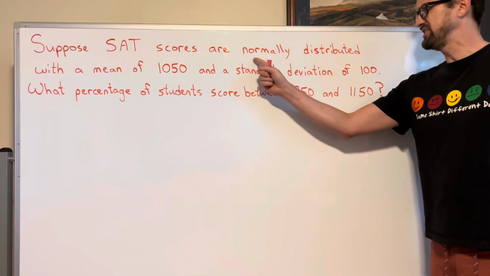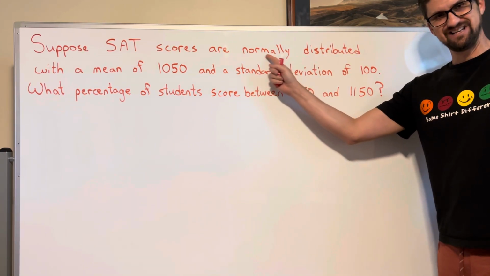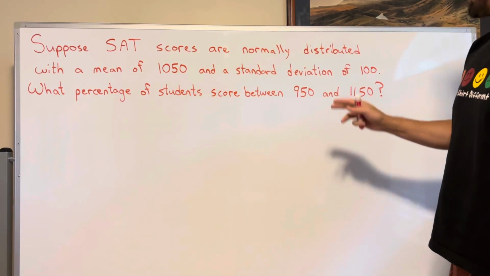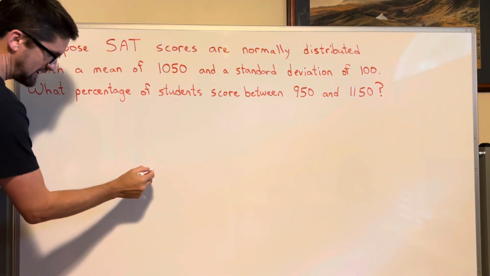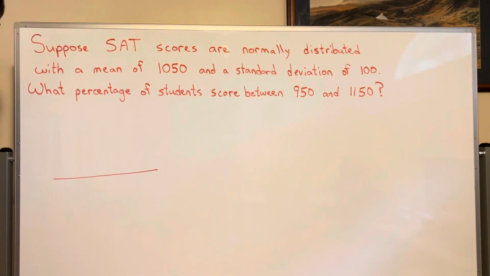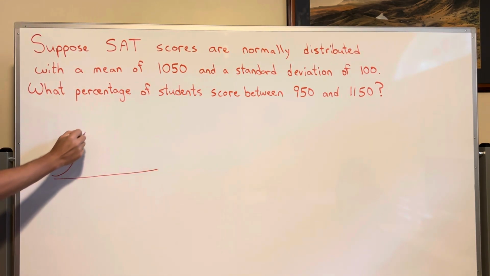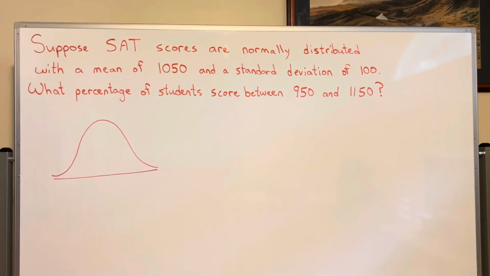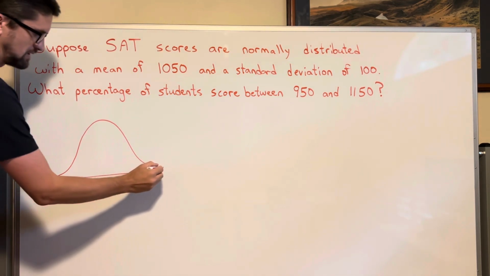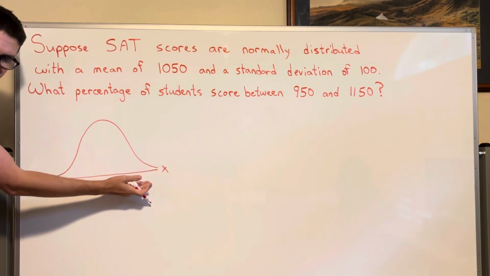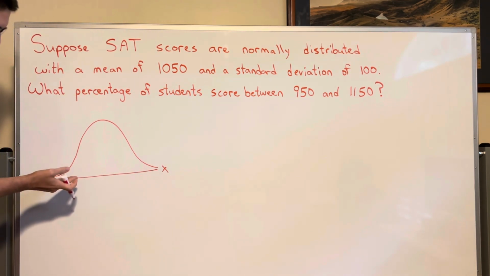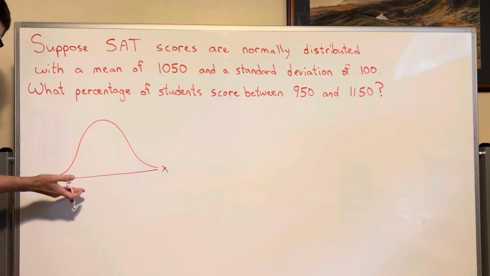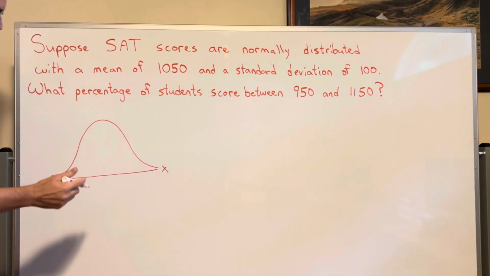The key word here is normally distributed. So that tells you that you have a normal probability distribution, which is a bell-shaped curve. We'll let the random variable x be the SAT scores. The vertical is the probabilities.